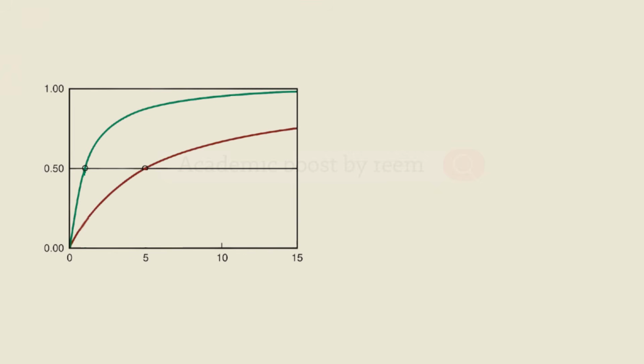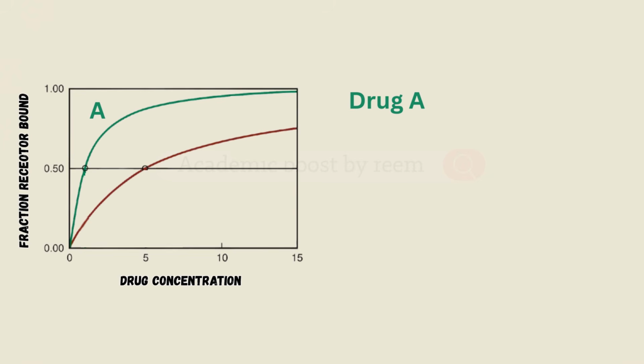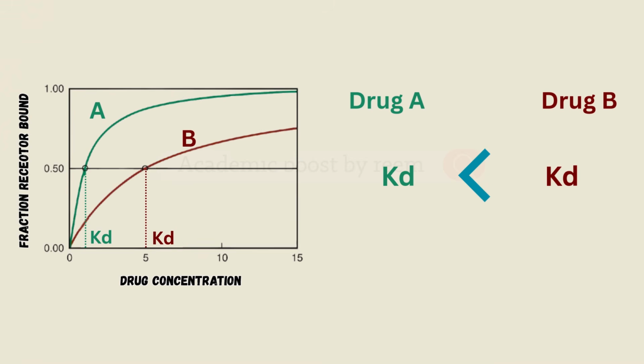Now, to the left, we have the curve between the drug concentration and the fraction receptor bound for two drugs. Drug A shown in green and drug B shown in red. If we point where 50% of the receptors are occupied with the drug and trace it down to its corresponding dose, we determine Kd for each drug. And as we can see, Kd for drug A is lower than Kd for drug B, which means drug A has higher affinity than drug B.